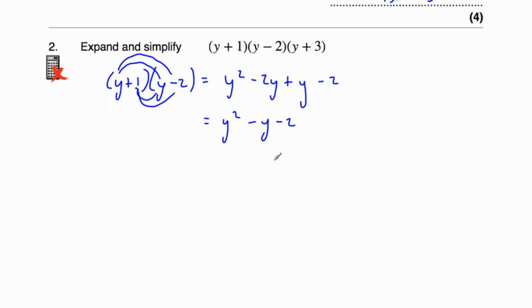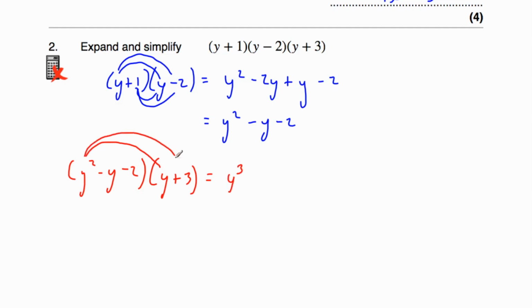Now we're going to multiply that by y plus 3. So let's write that out. Y squared minus y minus 2, and then in brackets, we've got our y plus 3. So let's expand those and see what we get. So y squared times y will be y cubed. Now we've got y squared times 3, so that'll be plus 3y squared.